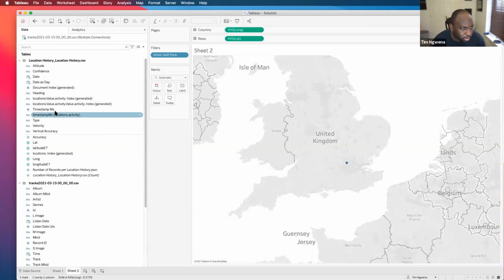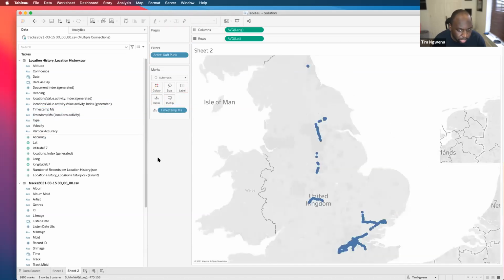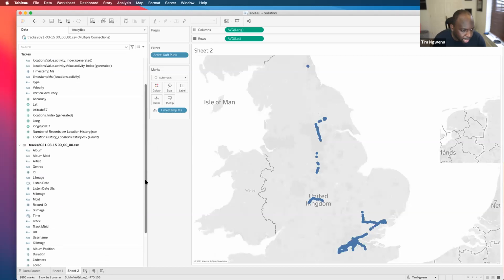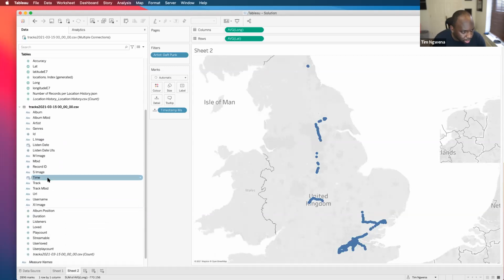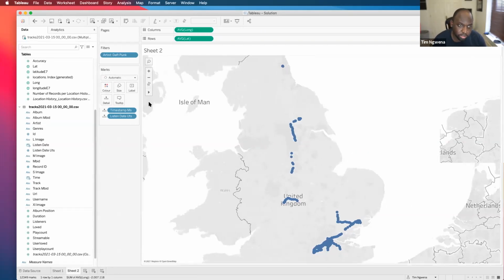So what I can do is go ahead and get the granular information on location, which is the timestamp, and put that on detail. And then we get a little bit more fidelity. And then I'm going to get the granular information on the time when I listen to it, which is this particular field here, listen date. So basically I'm telling Tableau, I know you've made the relationship, but I still want you to show me the detail. And what it's doing is giving the lat and longs based on an overall relationship, but it's still able to drill down at a granular level.